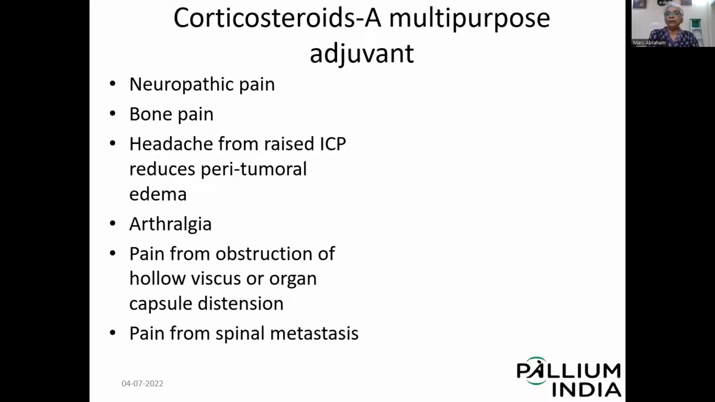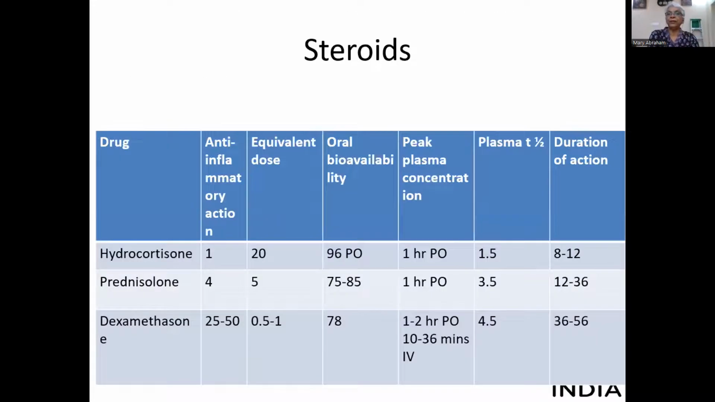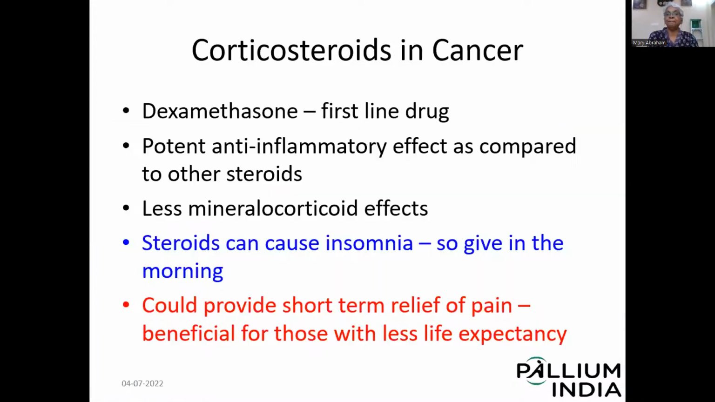So coming to the corticosteroids, they are a multi-purpose drug, so it can be used to treat a variety of neuropathic pains, like I mentioned over here. Now, out of all the steroids, dexamethasone has a very strong anti-inflammatory action. It's 50 times more potent anti-inflammatory than hydrocortisone. And the duration of action is 36 to 56 hours, so it can be given just as a once a day dose.